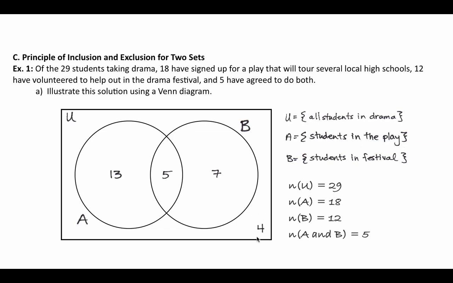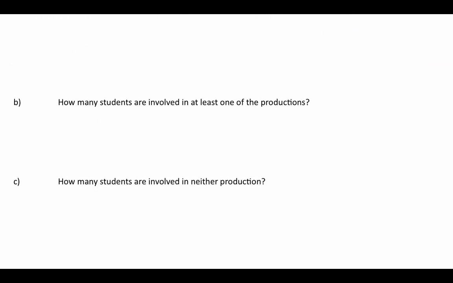And so we just place that number outside of the circles, but within the universal set. They're in drama, but they're not in those other 2 sets. All right, so now we get to ask the questions. How many students are involved in at least one of the productions? So one or the other or both. So what does this mean?